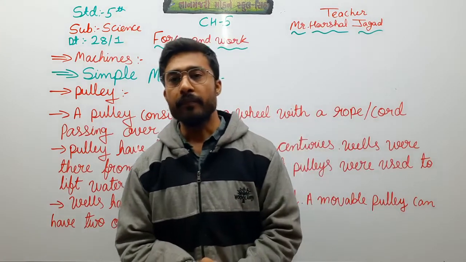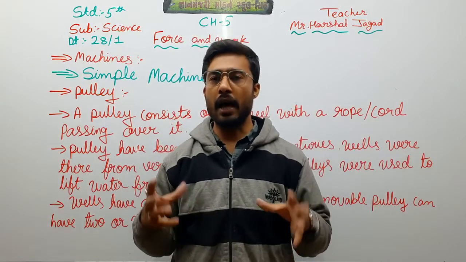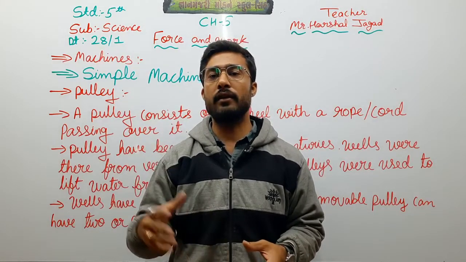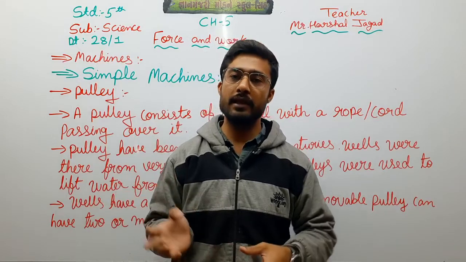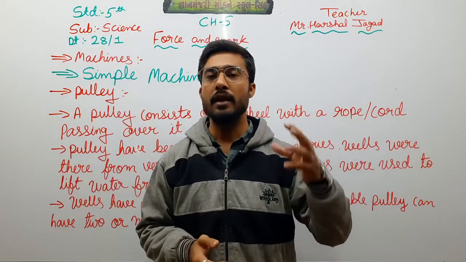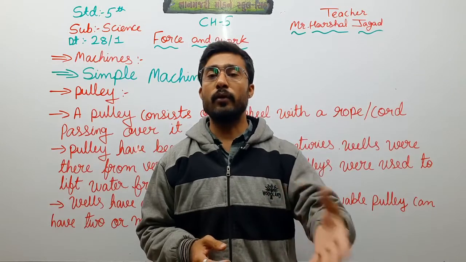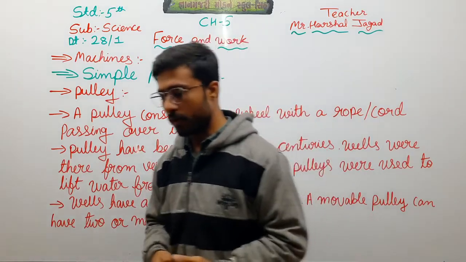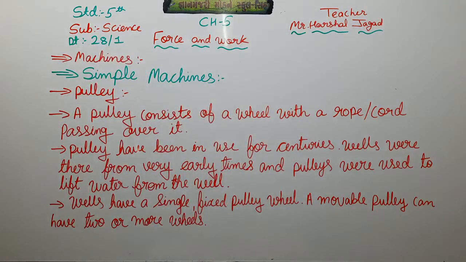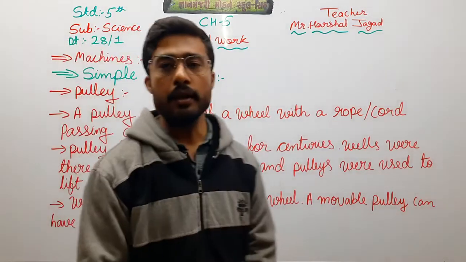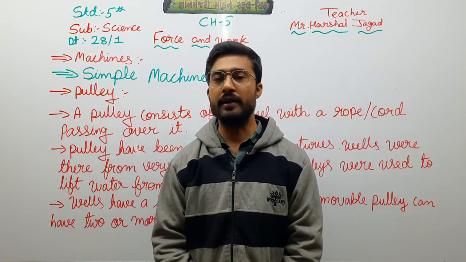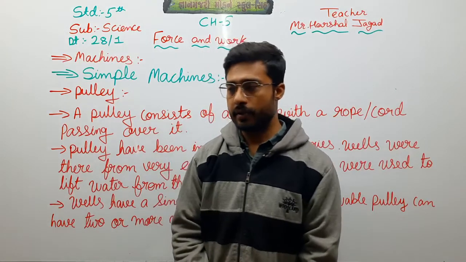Okay students, nowadays pulleys are used in very different places. Okay, but before the centuries the pulleys were used only for what? To pull out the water from the well. Okay, so what does it consist of? It consists of a wheel with a rope or cord passing over it. So this is all about the pulley. Students, please write this down, and I'm just giving you some time.